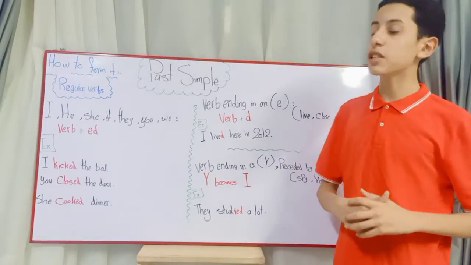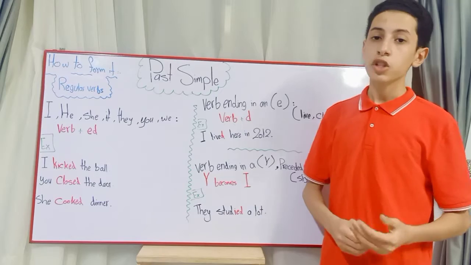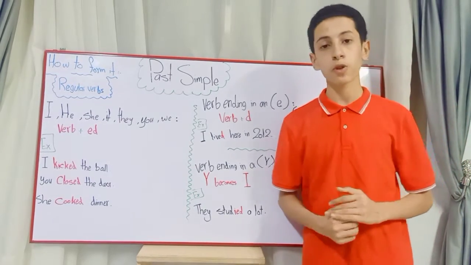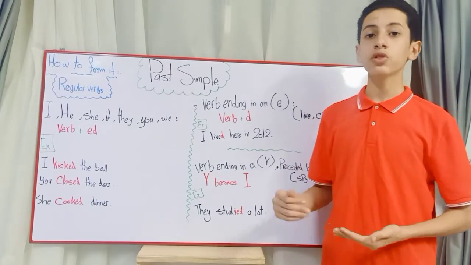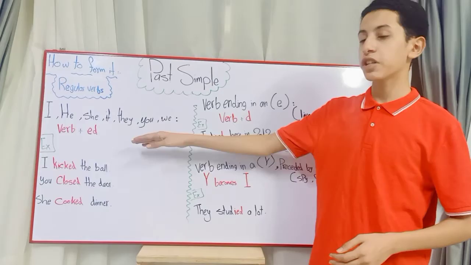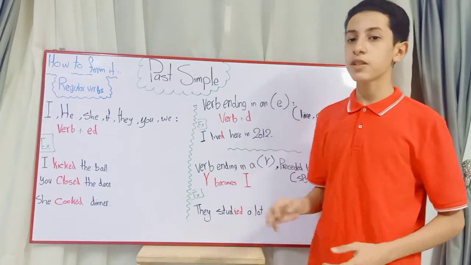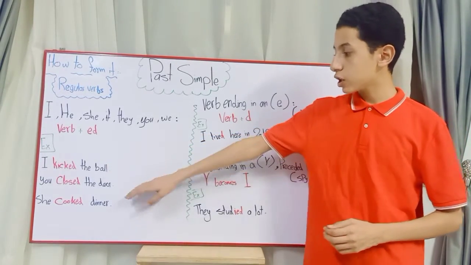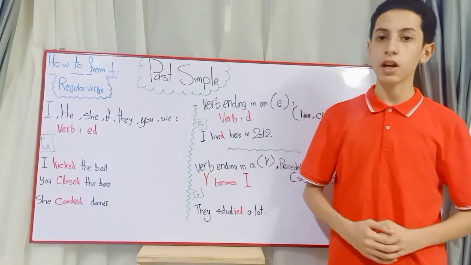Okay, so in English, there are regular verbs and irregular verbs. So now we're going to start with how to form the past simple tense with the regular verbs. So with all the pronouns I, he, she, it, they, you, and we put the verb plus ed. For example, I kicked the ball, you closed the door, she cooked dinner.